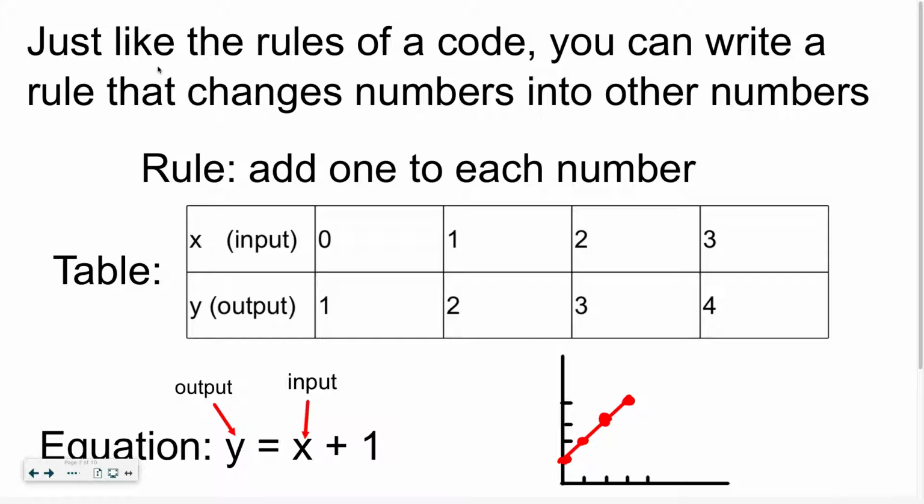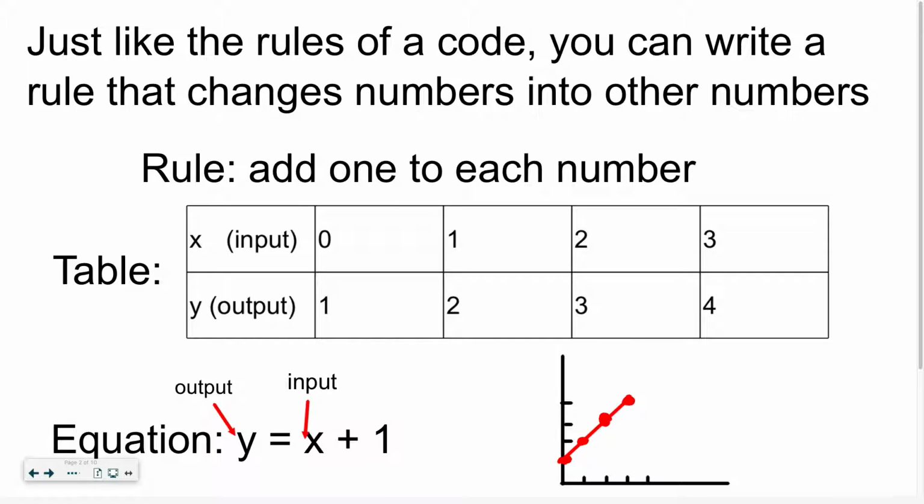Oh, awesome. Thanks. Okay. So today we're going to be looking more at functions. We're going to be looking at all different ways that we can represent functions. So just like the rules of the code we worked with yesterday, you can write a function in many different ways. And you can also write a rule for a function.